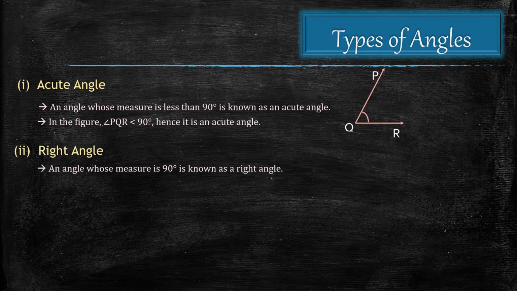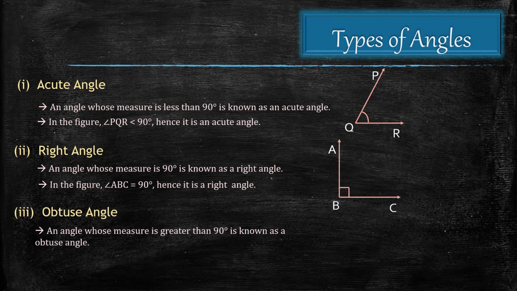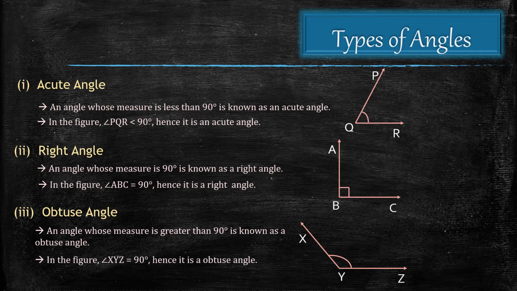Right angle. An angle whose measure is exactly 90 degrees is known as a right angle. So here angle ABC is equal to 90 degrees, so it is a right angle. Obtuse angle. An angle whose measure is greater than 90 degrees is known as an obtuse angle. Here angle XYZ is greater than 90 degrees, so it is an obtuse angle.